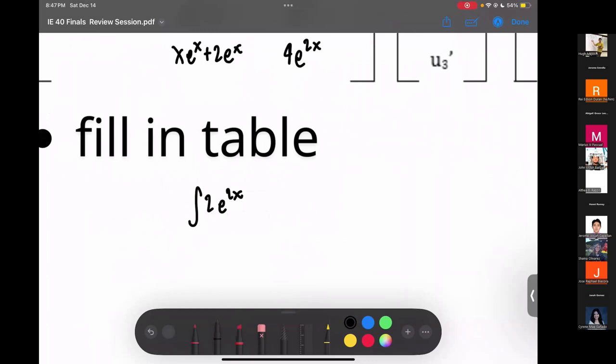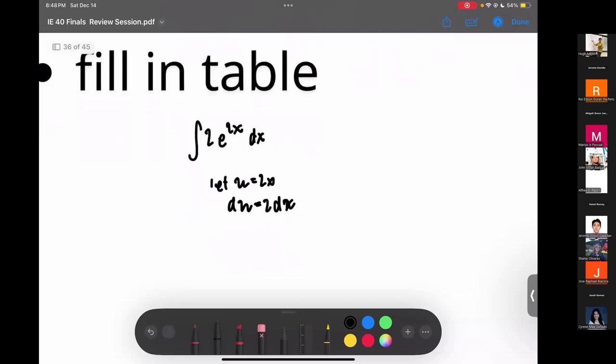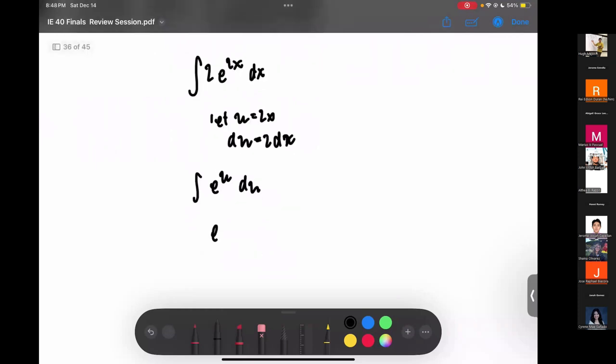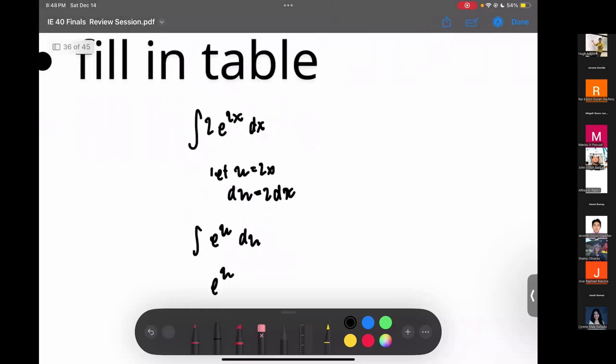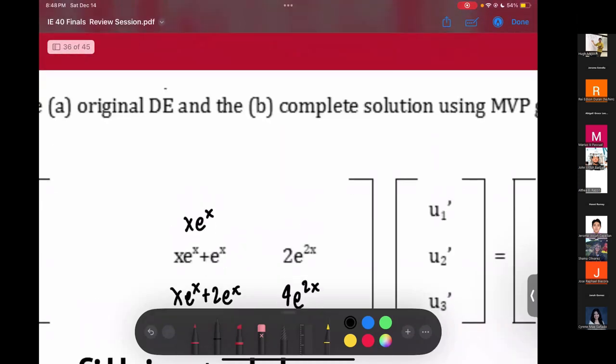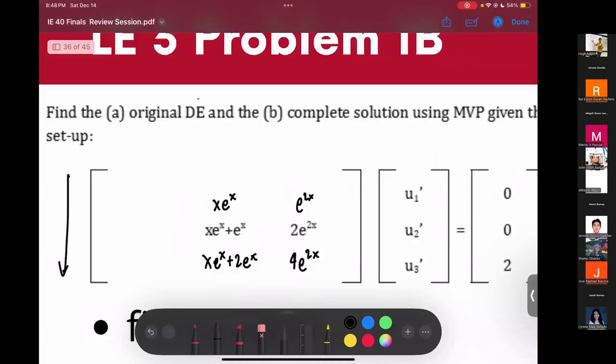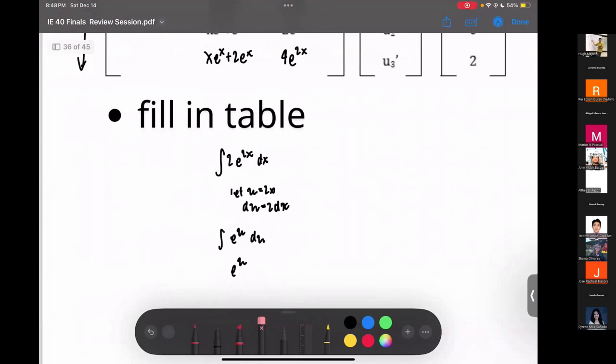So what you'll do here is let u equal 2x, and then du is equal to 2 dx. So the 2 dx cancels, becoming e to the u du. So you get e to the u, and then plug it back in, u equals 2x. So this becomes e to the 2x all over again. Okay, so we're close.